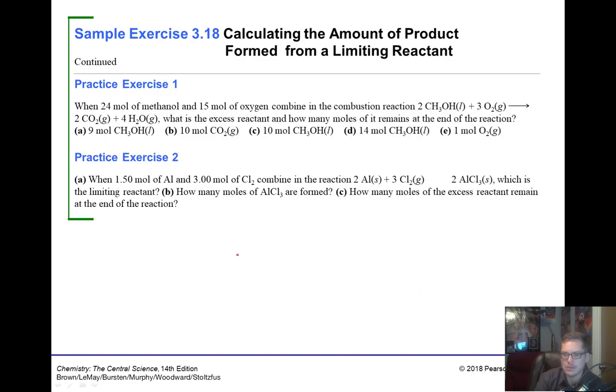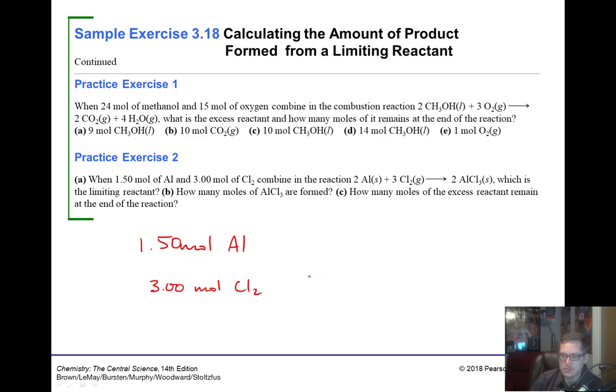I don't like that one. Let's do this one here. So we've got 1.5 moles of aluminum and 3 moles of chlorine combined in this reaction here. Okay, 2Al, which is the limiting reactant. So it says we've got 1.5 moles of aluminum and 3.00 moles of Cl2. And it asks us which one is the limiting reactant.